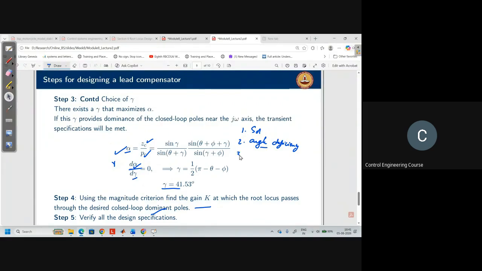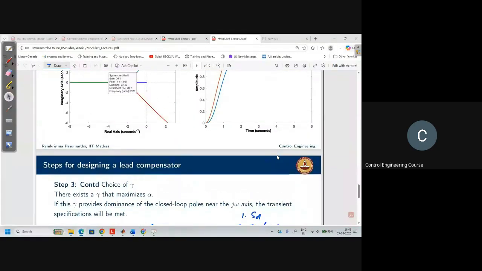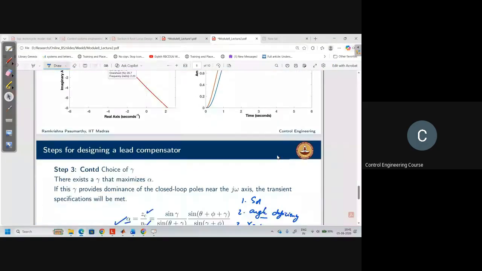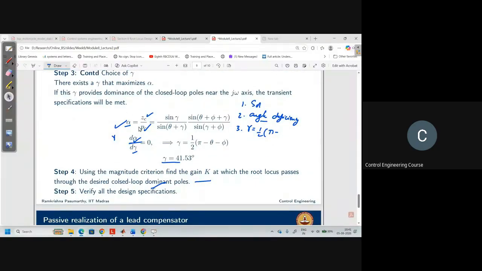The next step will be to find the locations of ZC and PC. First, next step is we have to calculate gamma, which is equal to the expression you got after differentiating, right? Here itself. Yeah, this is the one. Next step will be calculate gamma, phi minus theta minus phi. Here you are getting phi as the angle deficiency.